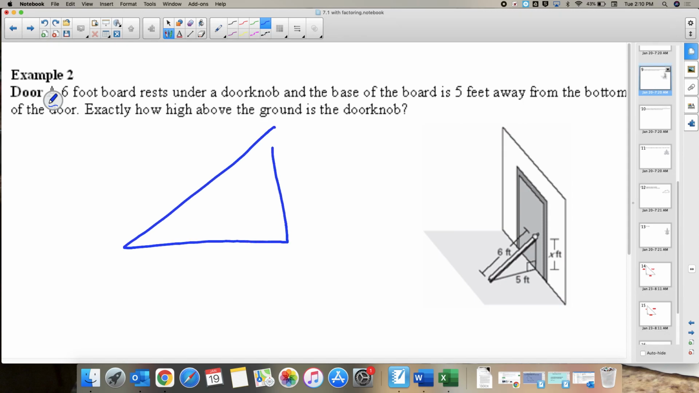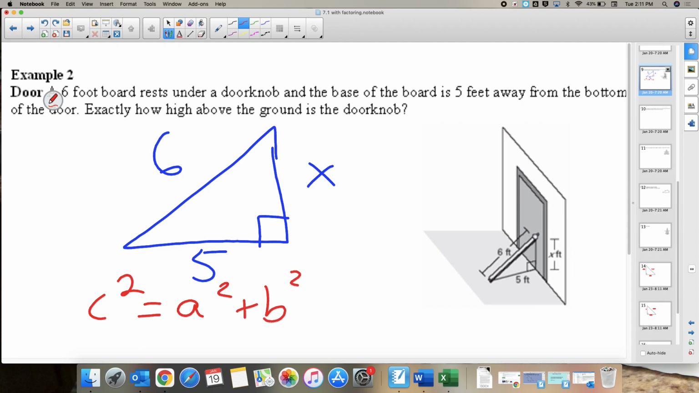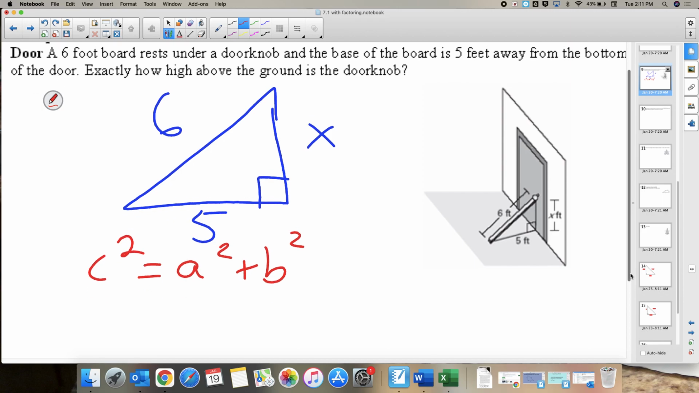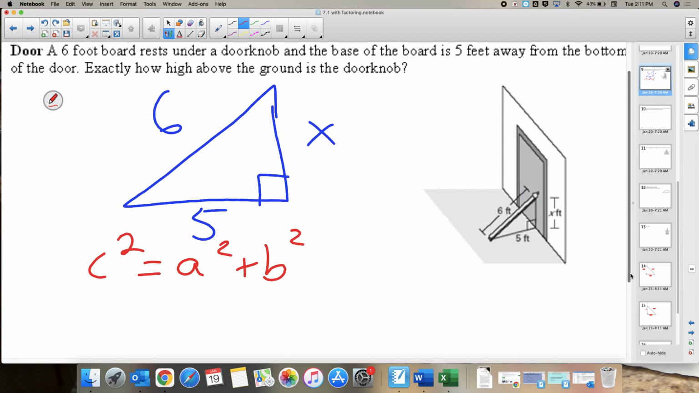So you can see the little triangle over there that's created, where this is x, this is 5, and this is 6. Once again, Pythagorean theorem says that c squared will equal a squared plus b squared. C is our 6 this time. A squared, we'll call it x. That means b squared is 5. Once again, x and 5 are interchangeable. The key is 6 had to go in for our c value.